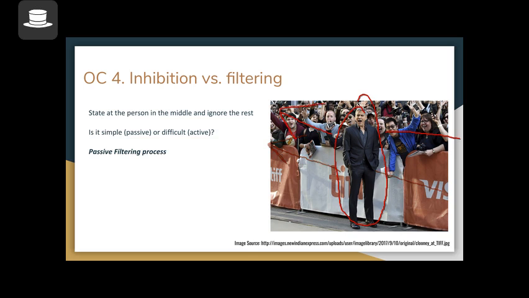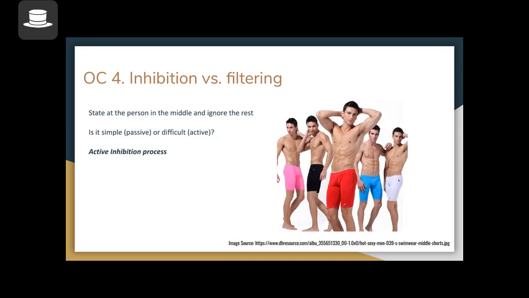Let's look at the next slide and see if it would be easier for you or difficult to ignore the surroundings and pay attention to the person in the middle. What do you say? Well, it's difficult because the unimportant is salient. So it's an active process of inhibition. So the deselection you make can be passive or active. If it's passive, it's called filtering when the unattended information is not salient. But when it is salient, it is active, and that's called inhibition.